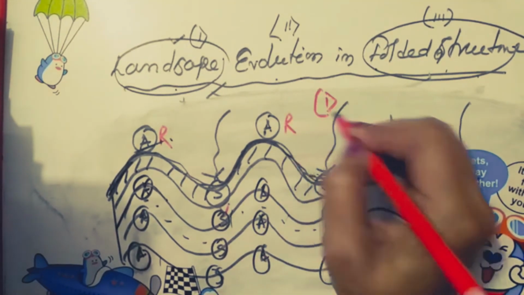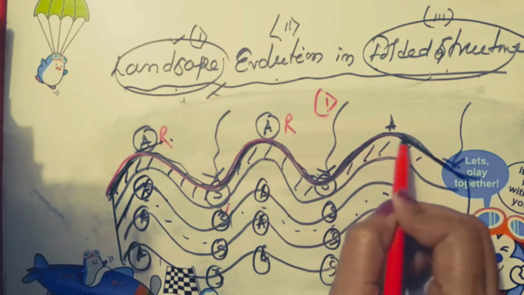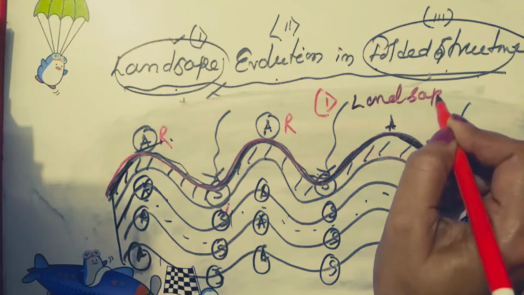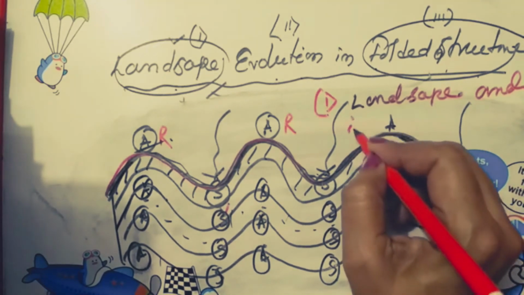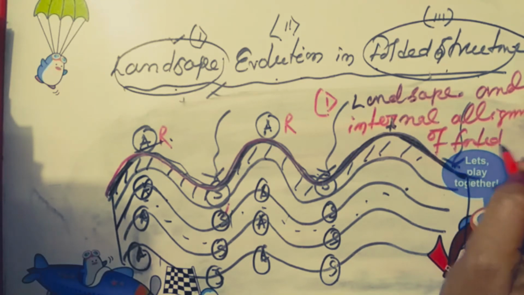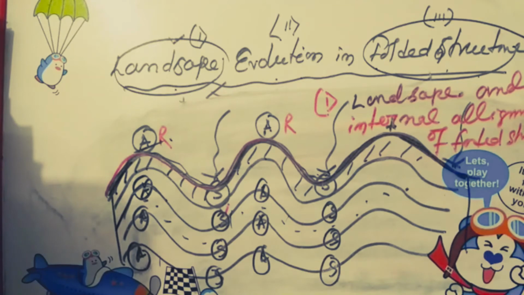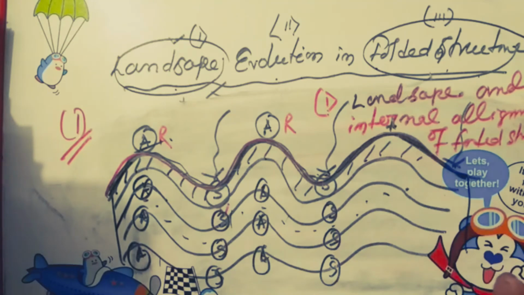the first point is that initially, when the landscape evolution started, there is a balance, a similarity between the outer surface, the landscape of the earth's surface, and the internal alignment of the folded structure. The first one is that when evolution starts, in the theory's point number 1, we will see that the landscape of a folded structure has anticlinal ridges and synclinal valleys alternately. Otherwise it would not be a fold at all.